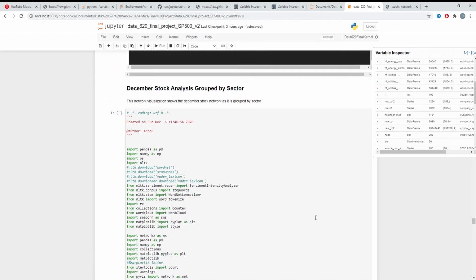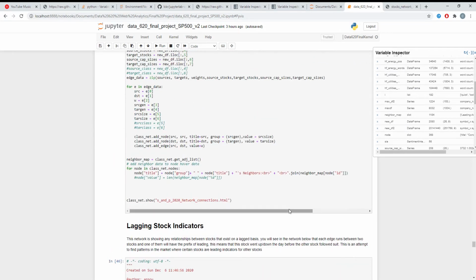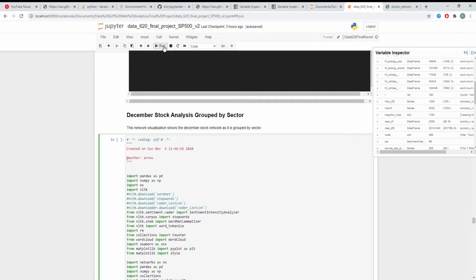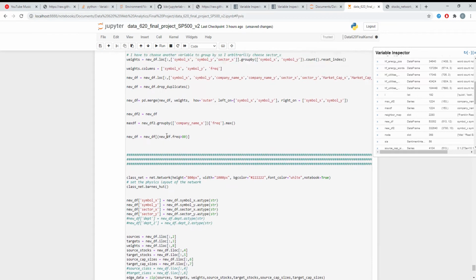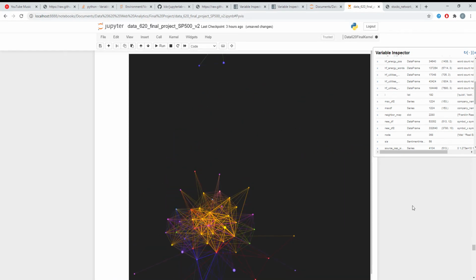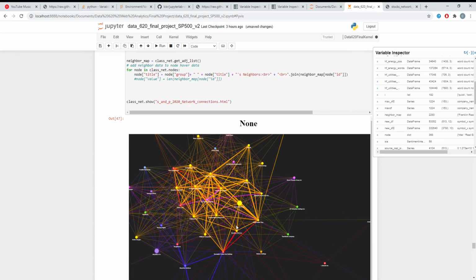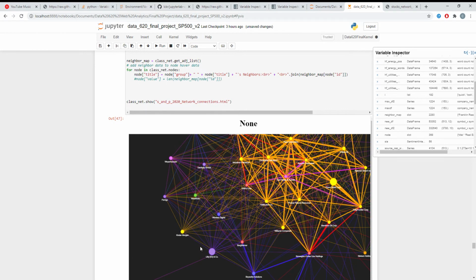And then I also do December stock analysis grouped by the sector. This one's still running. Let me run this here. Okay, so here I did one on stocks that had at least two fluctuations in the same way, either up or down, in the month of December, and then colored it by sector, like I had done before.